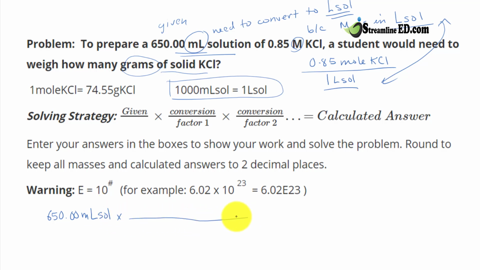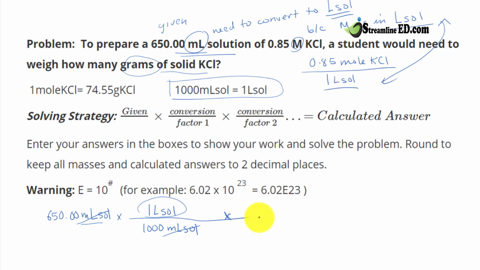Well, we need to find a conversion factor that converts milliliter to liter. Since milliliter is on top, the milliliter must go on the bottom: 1,000 milliliter of solution, and the other side must be 1 liter of solution. Notice how milliliter cancels out, and that is how you convert into liter. Easy, isn't it?